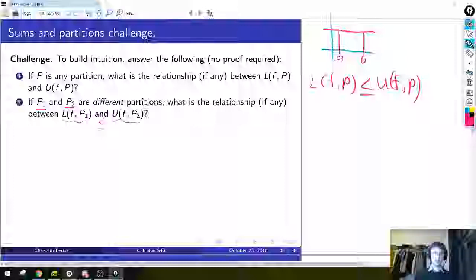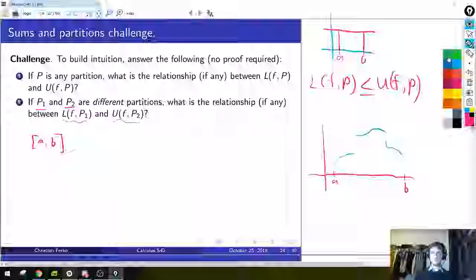Okay, well, good. I like the what-if skepticism. What if P2 is in the negatives, with negative results? Well, the problem is that maybe I should be a little more explicit. What if P1 and P2 are partitions of the same interval? So, it's still A to B, so they still cover all of the same area.